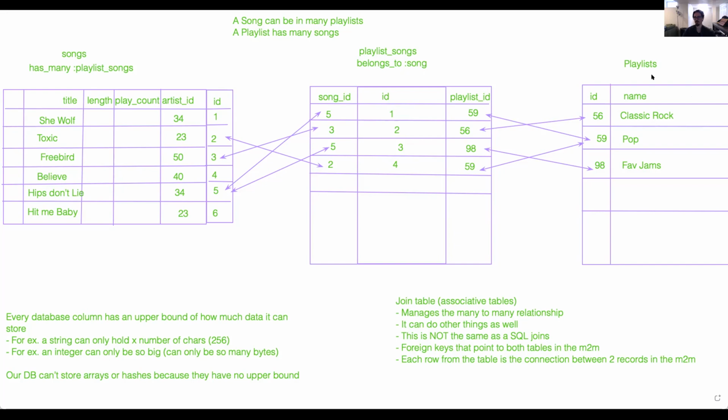Looking at the relationship between playlists and playlist songs, a playlist song also belongs to a playlist because it has a playlist ID. So every time a table has a foreign key, it belongs to that table. So a playlist song belongs to song and belongs to playlist. And then looking at a playlist, it also has many playlist songs.